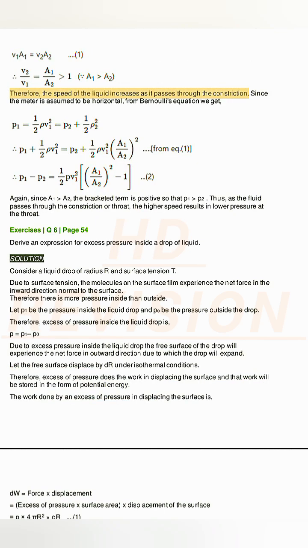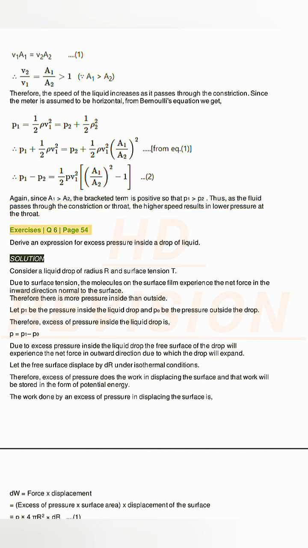Therefore, the speed of the liquid increases as it passes through the constriction. Since the meter is assumed to be horizontal, from Bernoulli's equation we get. Again, since A1 is greater than A2, the bracketed term is positive so that P1 is greater than P2. Thus, as the fluid passes through the constriction or throat, the higher speed results in lower pressure at the throat.